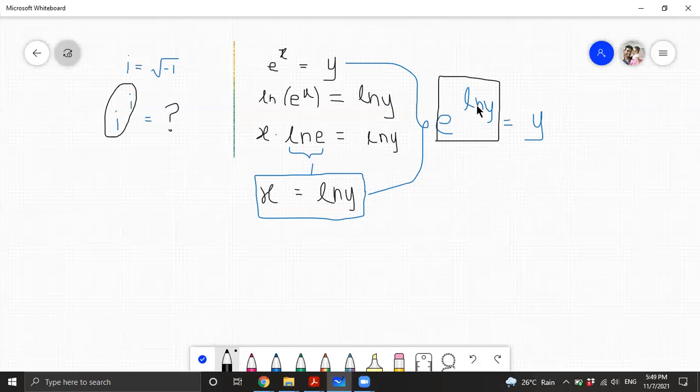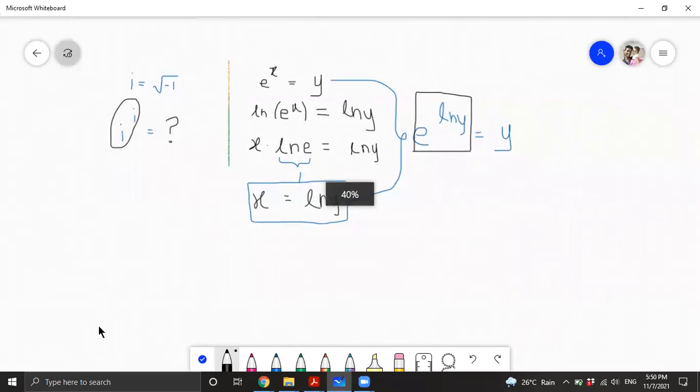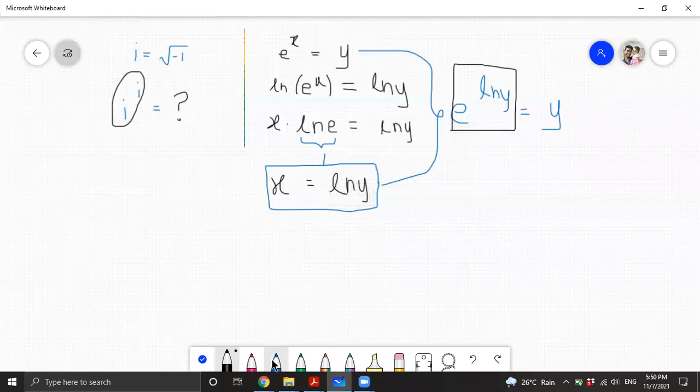So we are going to use this term to find the value of i to the power i. So let's see how we are going to solve it. So let me start. We'll take this i to the power i. We need to find this i to the power i value.